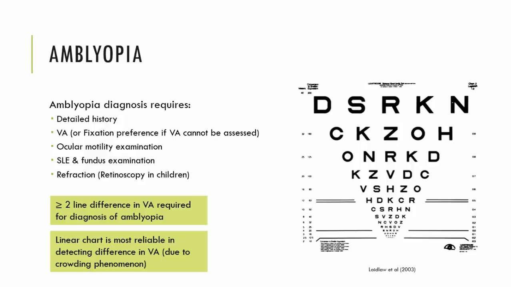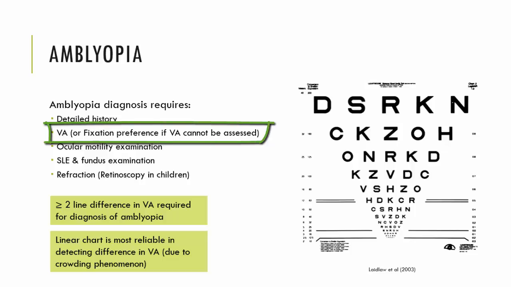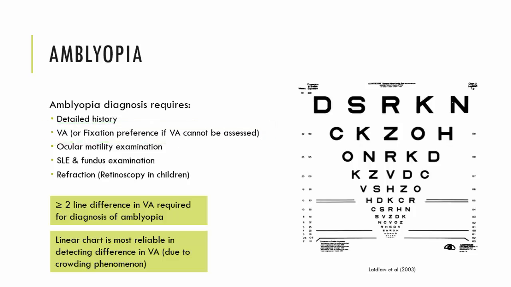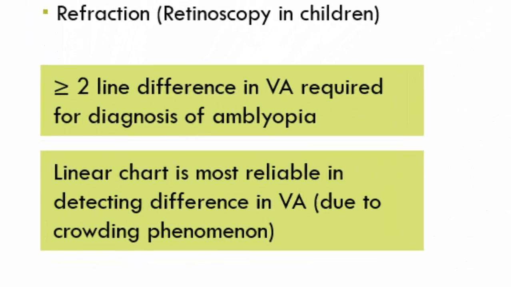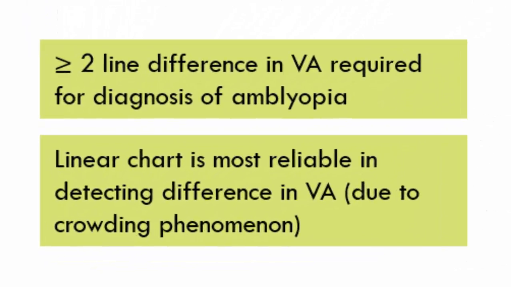So we need to first take a detailed history to determine if there's anything within that history that might suggest that this reduction in visual acuity is amblyopia or possibly related to some other pathology. Visual acuity is going to be key to the diagnosis of amblyopia. Generally we need at least a two-line difference or more between the two eyes to diagnose the patient as having amblyopia. This is in the context, obviously, of having a patient with unilateral amblyopia, which is the majority of your patients.